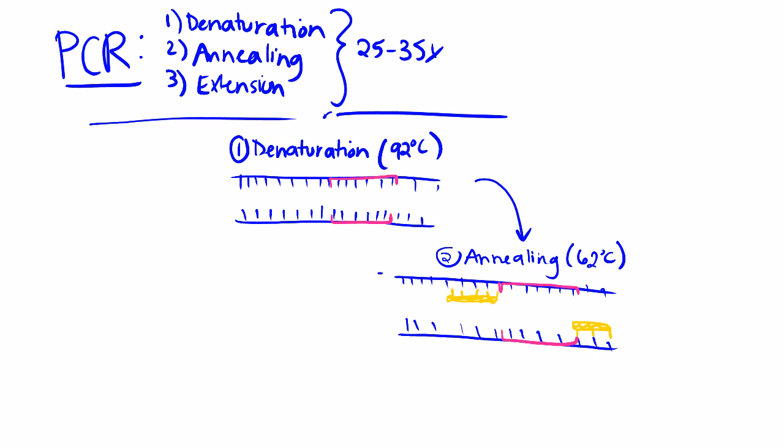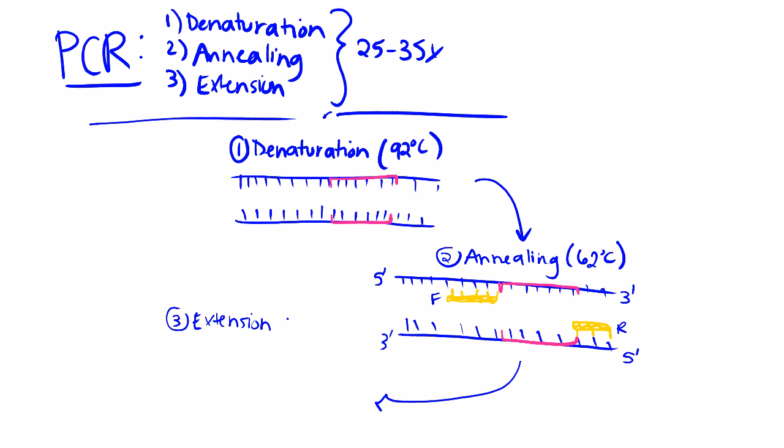And like I said, because of this anti-parallel direction of the strands, there are 2 types of primers, our forward primers and our reverse primers, and both are imperative to ensuring that amplification of the whole gene occurs. Now our last step is extension.